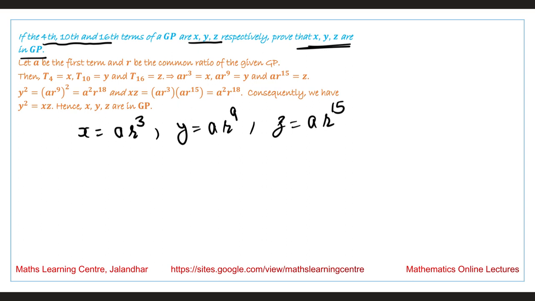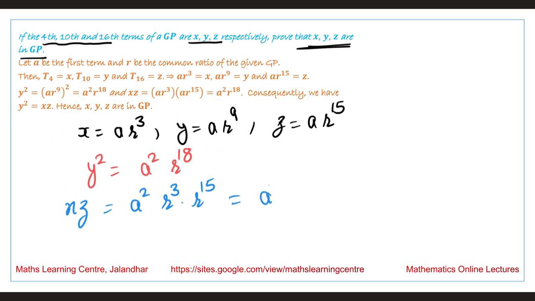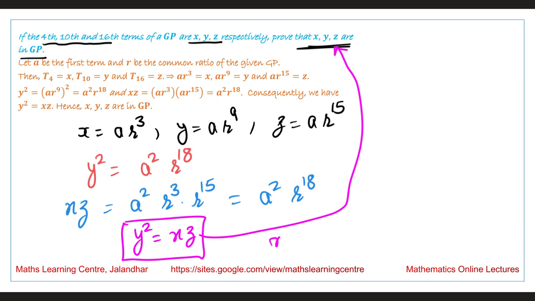So to prove that x, y, z are in GP, we take the value of y^2, that is equal to a^2 r^18. And if we calculate the value of xz, the answer we obtain is a^2 r^3 r^15, which is a^2 r^18. Now combining both these results, we obtain y^2 = xz. So this proves that x, y and z are in GP.